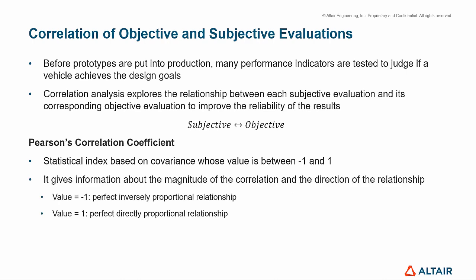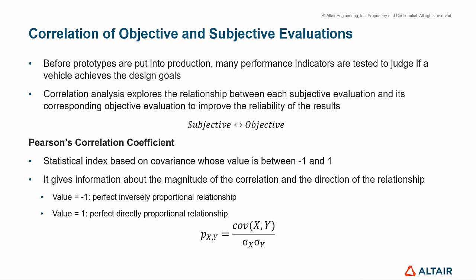It gives information about the magnitude of the correlation and the direction of the relationship, where value equals to -1 denotes a perfect inversely proportional relationship, and value equals to 1 denotes a perfect directly proportional relationship. This index can be expressed by this equation, where x and y are two random variables. It is the ratio of the covariance of these two variables to the multiplication of their standard deviations.